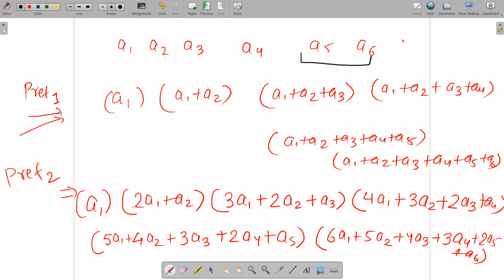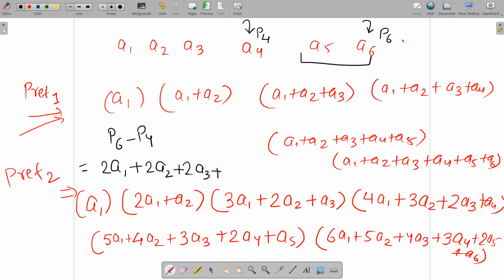if we subtract the prefix sum up to this position, let this be P4 and let this be P6. If we do P6 minus P4, what will we get? Let me write it down. We will get 2 times A1 plus 2 times A2 plus 2 times A3 plus 2 times A4 plus 2 times A5 plus A6.